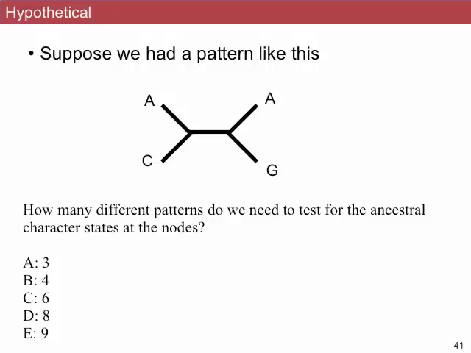If we had A, C, G, and T, how many possible patterns would there be? 16, right? There would be 4 here and 4 there. It's 4 squared, 16 possible patterns.